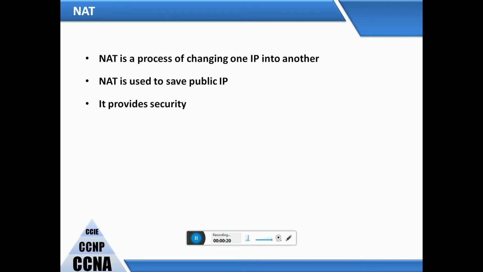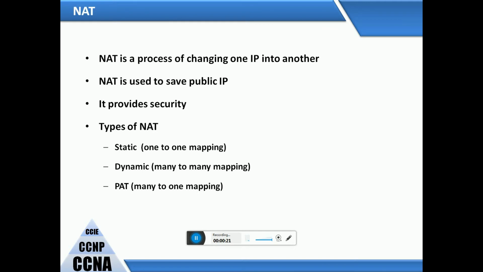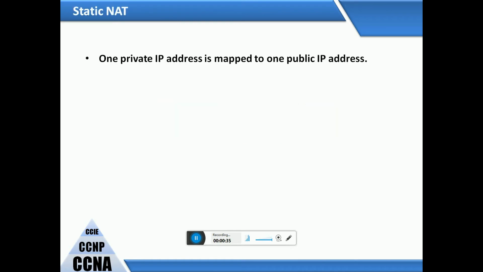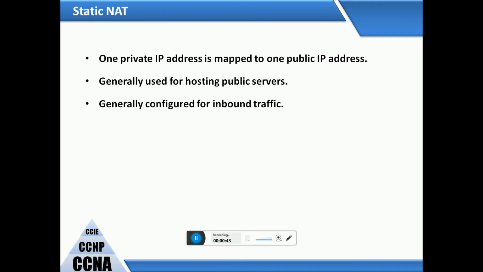It provides security. Types of NAT: static NAT, one-to-one mapping; dynamic NAT, many-to-many mapping; PAT, many-to-one mapping. Static NAT: one private IP address is mapped to one public IP address, generally used for hosting public servers, and generally configured for inbound traffic.